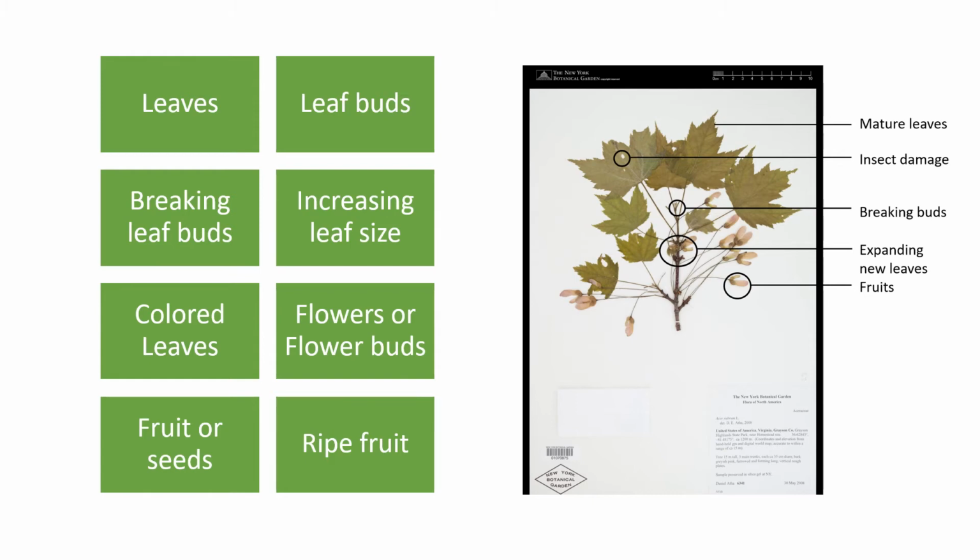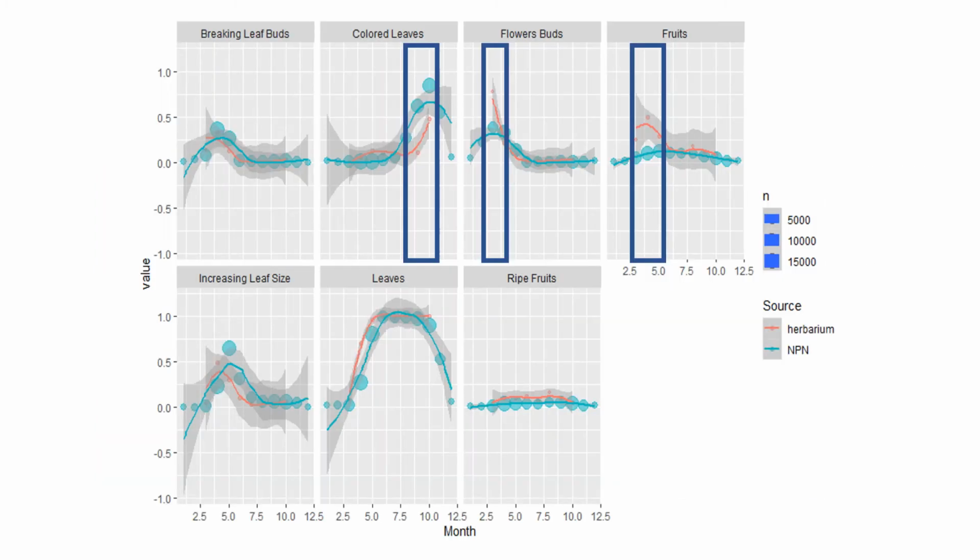So we were able to pair this assessment of the phenological activity depicted on the pressed specimen with the label data that often has information about date of collection and location of collection. And because we use the same protocol, we're able to easily pair that with the ongoing data collection occurring from Nature's Notebook and the National Phenology Network.